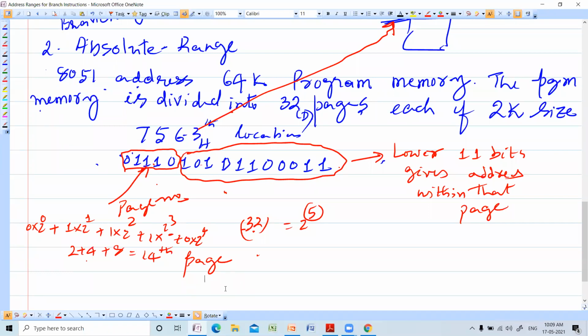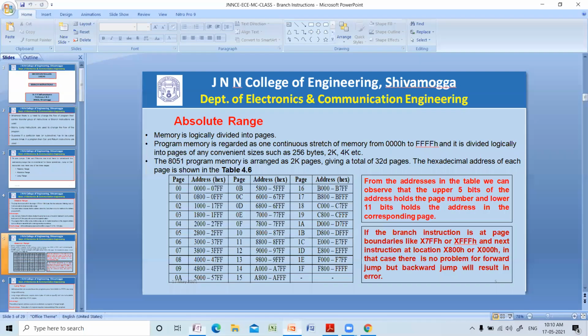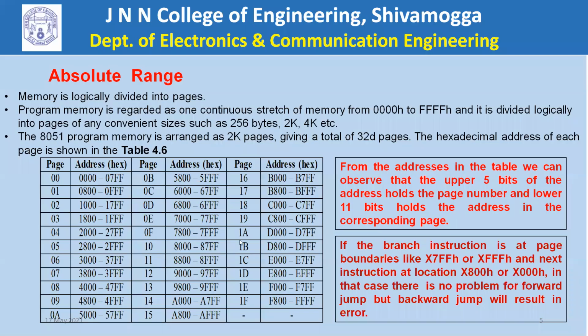So that is how 8051 addresses 64K memory. The program memory is divided into 32 pages, each of 2K size. In one page, how many memory locations are there? 2048 memory locations are there in one page. And how many pages are there? 32 pages are there. That particular page range, you can see in this table.